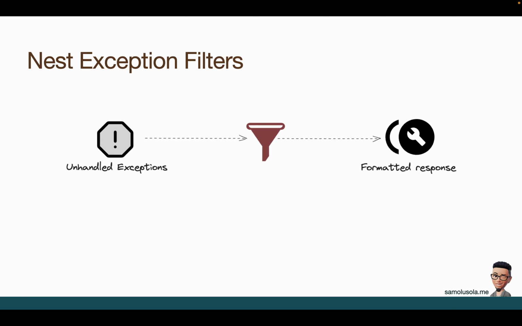With the formatted response, we might want to tell them what went wrong or what part they were trying to access when something went wrong. An example of an unhandled exception is when a user tries to divide by 0 and you didn't cater for that. That might crash your application. But with Nest exception filters, you can have something that will catch those kinds of exceptions and return a formatted response to the user.